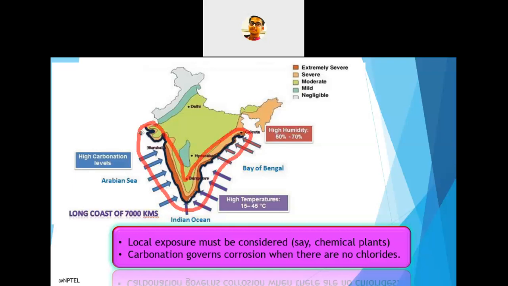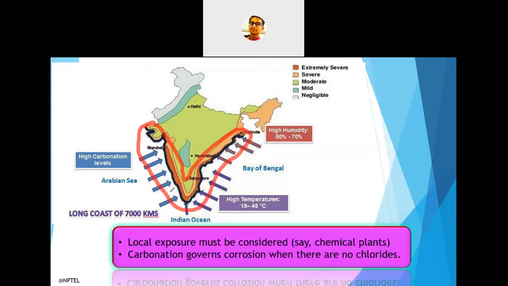coastal line in our country, and the structures near the coastal line may suffer from chloride induced corrosion because the atmosphere of this region might have airborne chlorides, and also the soil of this particular region is quite rich in chlorine or chlorides. So the foundation may also suffer from severe corrosion.